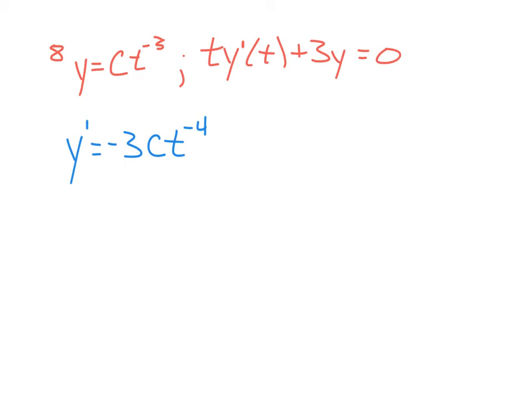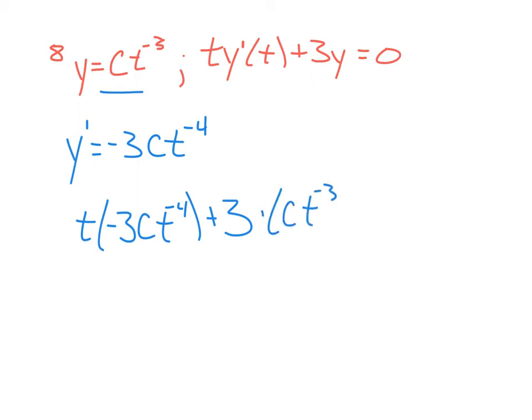Now that we have both of these pieces of information, let's make sure that these satisfy this equation. Again, we're saying this is the solution, so we plug this back in. t times our derivative of y, so negative 3c t to the negative fourth, plus 3y. Remember, y is a function, and it's the solution up here in the corner, so 3 times c t to the negative third equals 0. Then we're just simplifying.